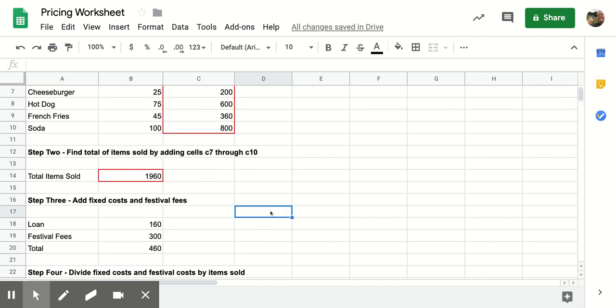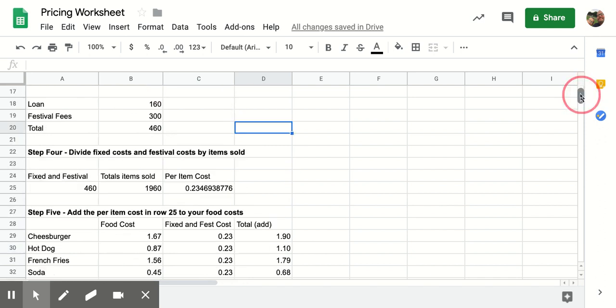Next, we're going to add our costs and our festival fees. All right, so I have a loan. I have to pay $160 a month, and every festival costs me $75. I'm going to do 4 a month, so that's $300. I add them together, equals $460 a month.